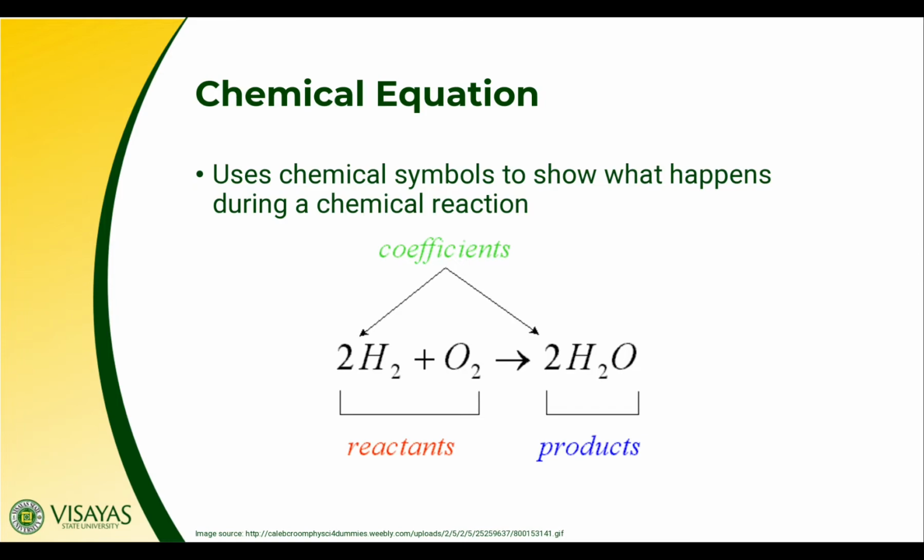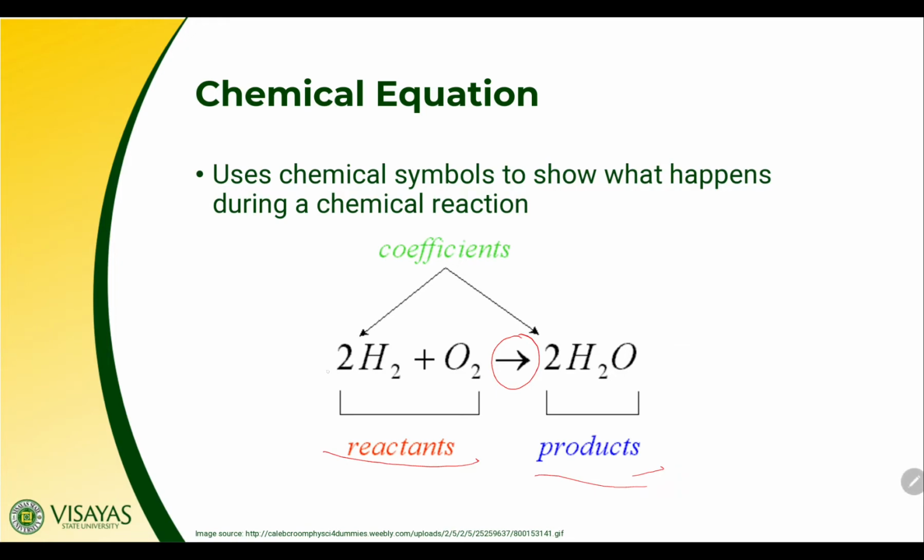A chemical equation, on the other hand, uses chemical symbols to show what happens during a chemical reaction. So this is what a chemical equation looks like. We have here an arrow. On the left side of that arrow are the reactants, and on the right side of that arrow are the products. Reactants are the starting materials of the reaction. Products, on the other hand, are the new substances formed during the chemical reaction.